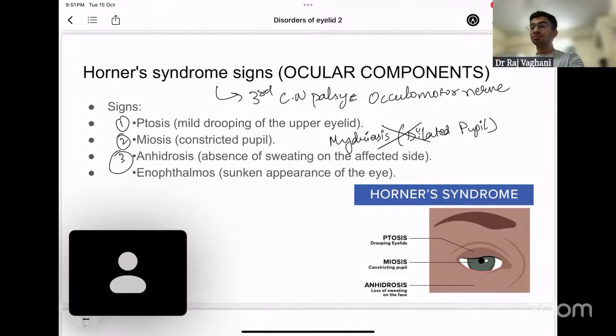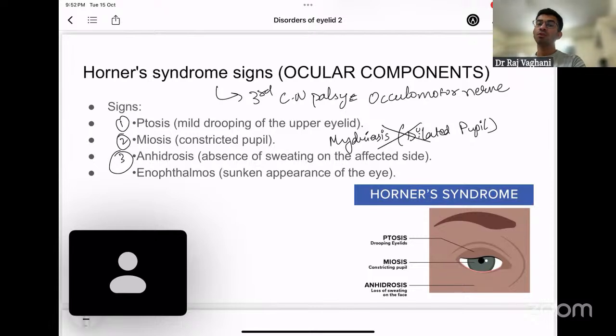That means on the side that you're having Horner syndrome, on the side of the eye that you're having ptosis, having miosis, that means you will not sweat on that part of the side. For example, this side is all showing the symptoms of Horner syndrome. That means I will not sweat from this side, but I will only sweat from this side. So there's unilateral sweating present. Anhidrosis means absence of sweating.